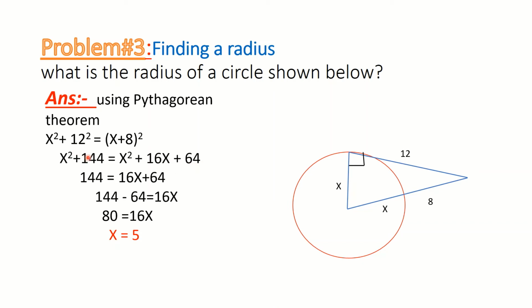So collecting like terms, you can cancel x squared by x squared. 144 equals 16x plus 64. So taking 64 to the other side, 80 is equal to 16x, and dividing both sides by 16, x is equal to 5.